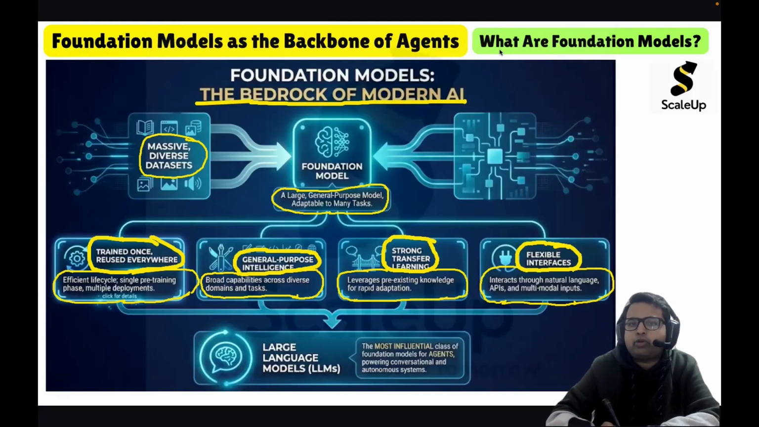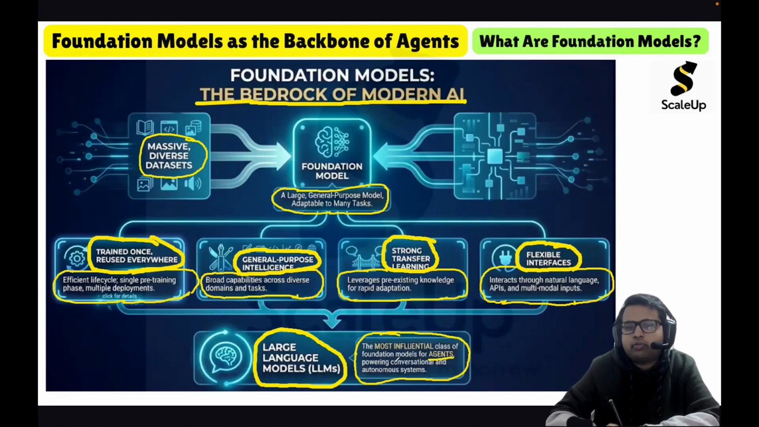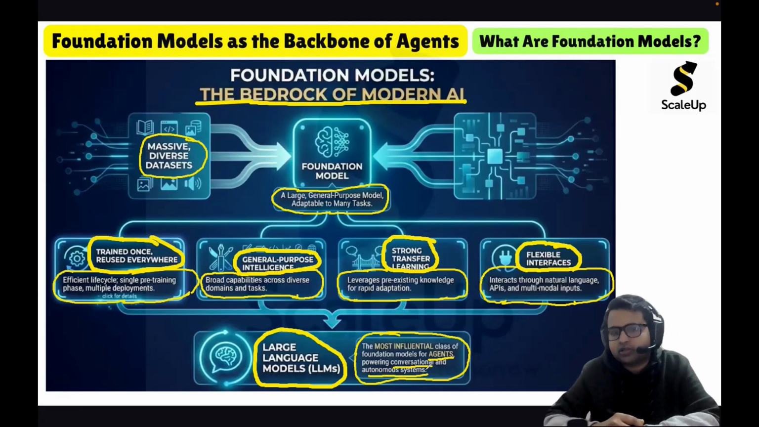Large language models, LLMs, are the most influential class of foundation models for agents, powering conversational and autonomous systems. The most influential class of foundation model is the large language model. That is what we are using everywhere.